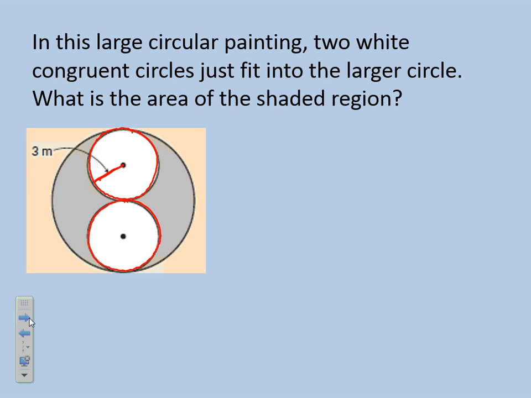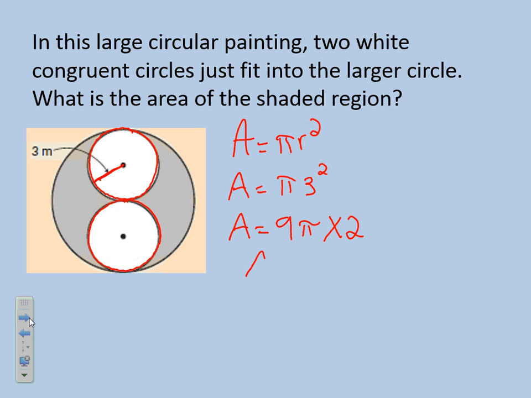So to find the area of a circle, area equals pi r squared. My area equals pi, my radius is 3 squared. So area equals 9 pi. Now that's just for one circle. It's very important we have 2. So I have to take this times 2, and I'm going to get the area of 18 pi. So this is for my small circles.